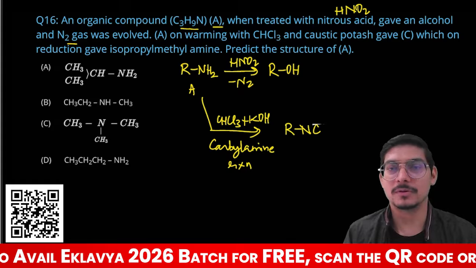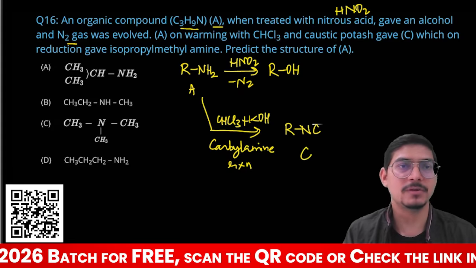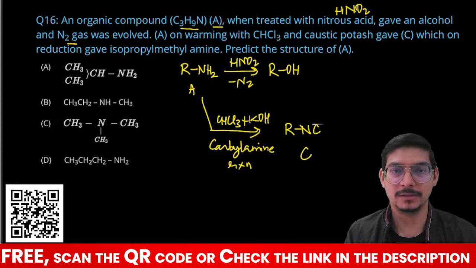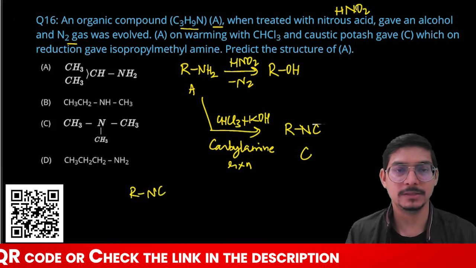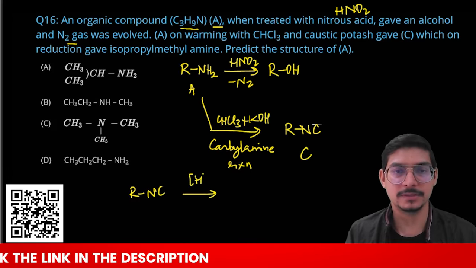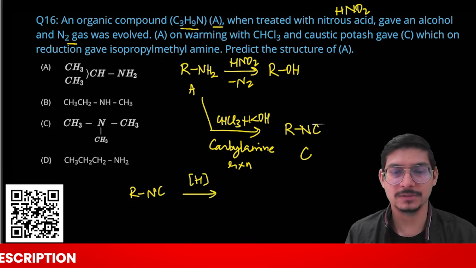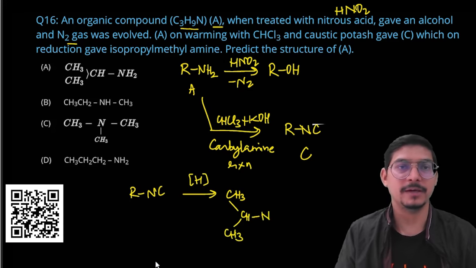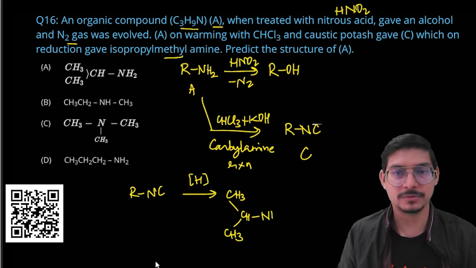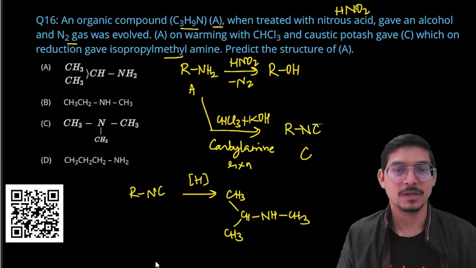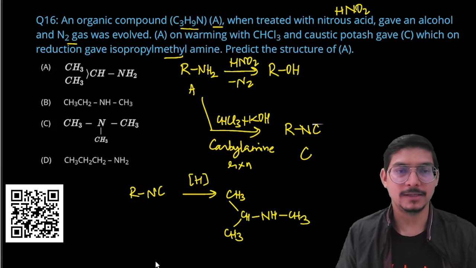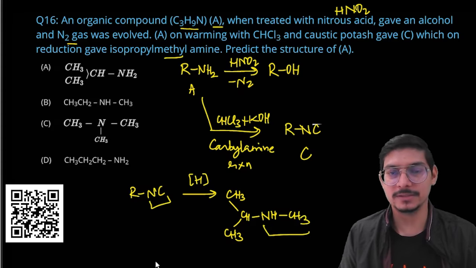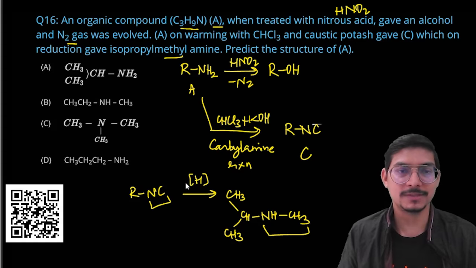So A on warming with chloroform and caustic potash gave C, which on reduction gives isopropyl methylamine. So when this compound RNC is reduced, then this gives us isopropyl methylamine, which means that CH3, CH3, this is isopropyl group, right? And we have methyl on another side of the nitrogen. So this should be the compound. So we can clearly see here that NC converts to NHCH3 upon reduction, which means that R is isopropyl group.